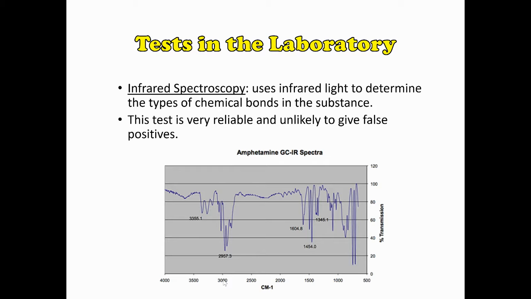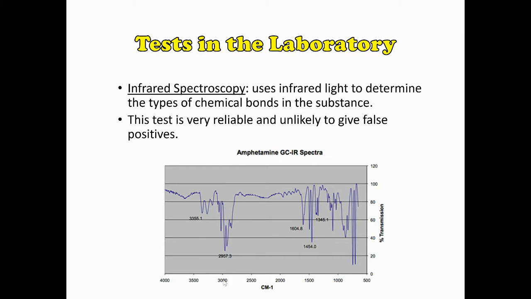And this is a spectra of amphetamine. This is one of those examples that says GC-IR spectra. That means the gas chromatograph IR. They use gas chromatography to separate it, because remember, gas chromatography is a presumptive test. They separate it, and then after they have separated the mixture, they use a confirmatory test to figure out what those separations are. And this is an infrared spectra here coupled with that gas chromatograph.